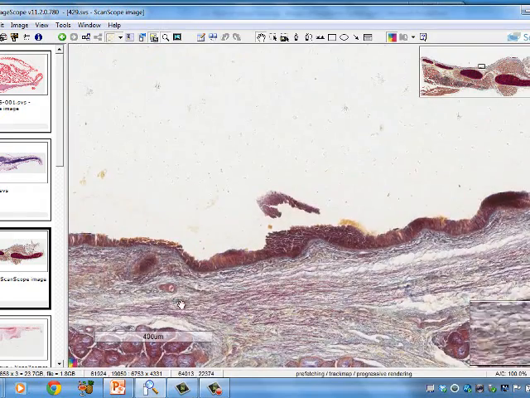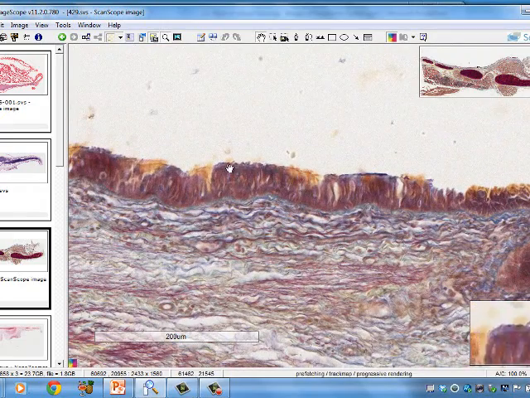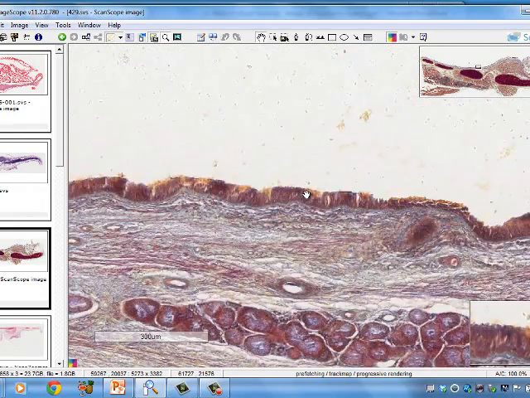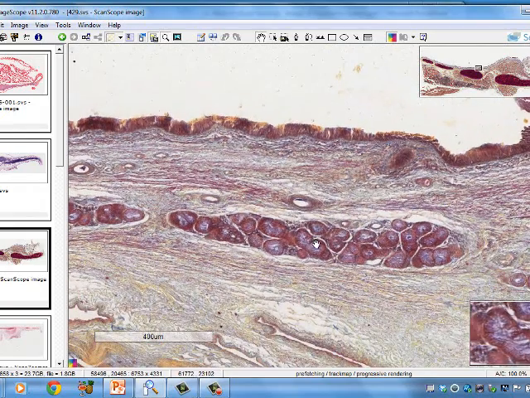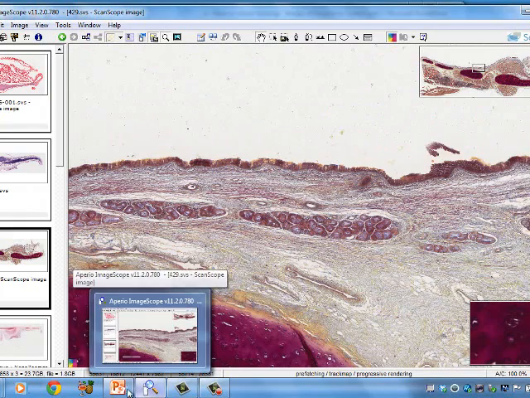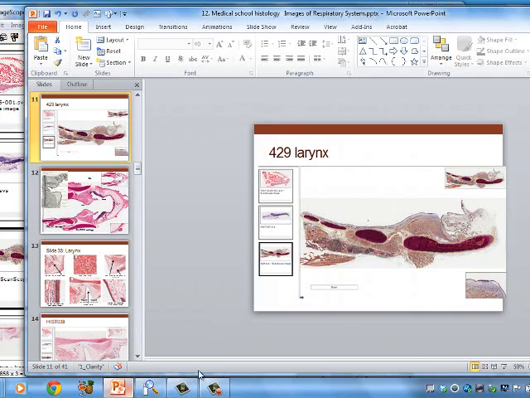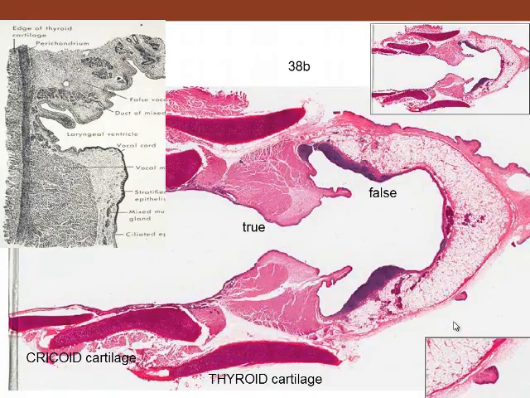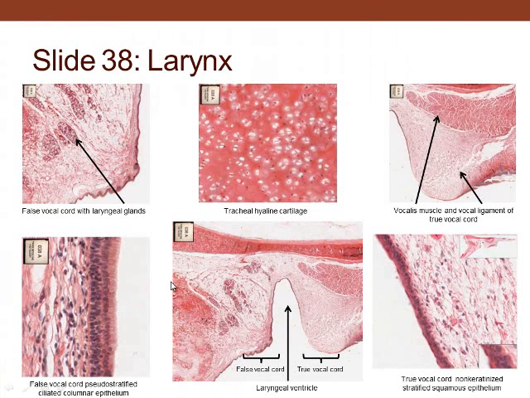So if we look over here, we should be able to see respiratory epithelium with ciliated cells, and that's what we see. You can see these glands in through there as well, which add moisture to the air as it's going down through the conducting portion of the respiratory system. So in another slide, 38B, we can see the false vocal cords and the true vocal cords, and what we just said: respiratory epithelium up to this point, stratified squamous epithelium, and then the respiratory epithelium again.